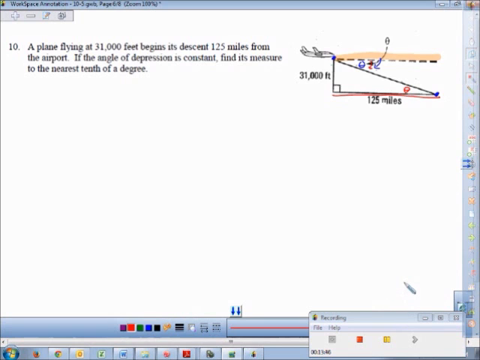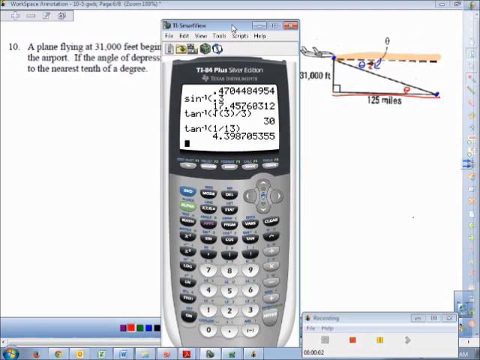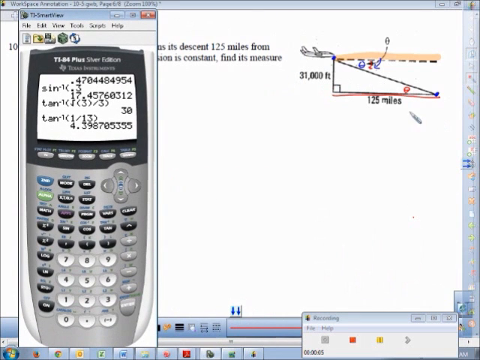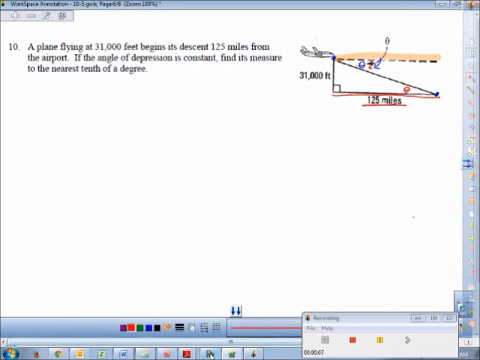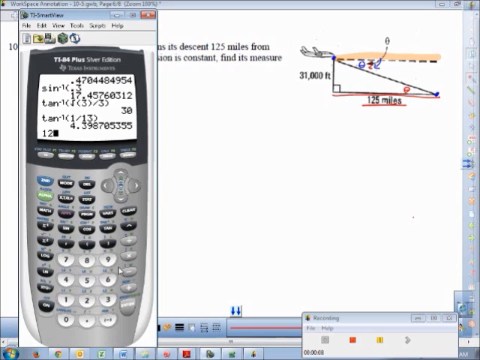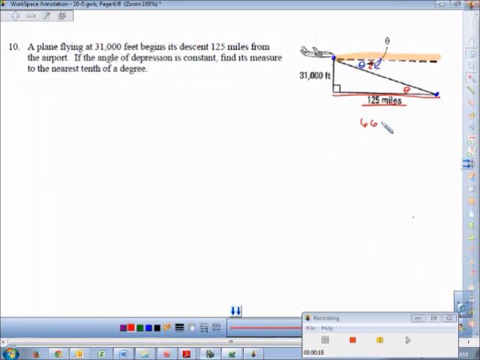Pause the video, give it a shot, and check back when you're done, video people. What we have discovered is that these are not in the same units. So I'm going to change this into feet by taking that 125 times 5,280, getting a big old 660,000. Is that 4 zeros? Go back and put in a comma.